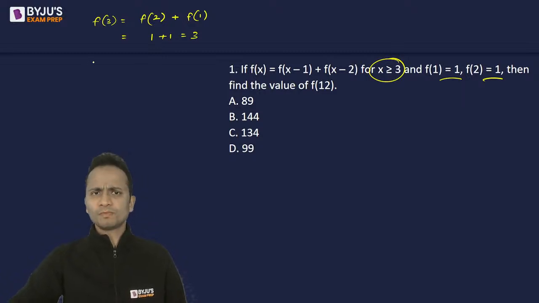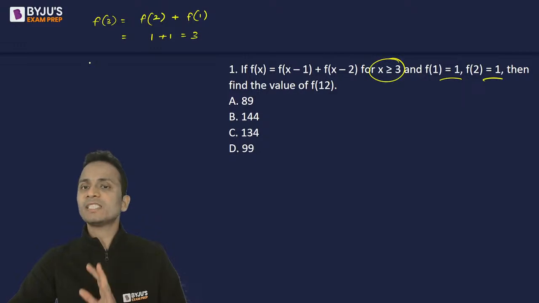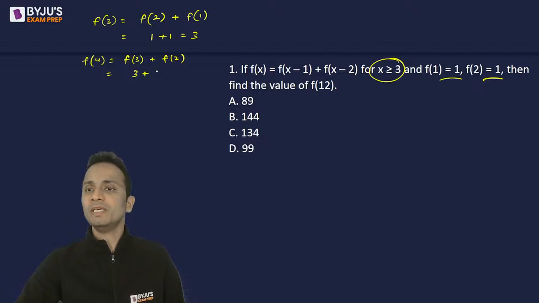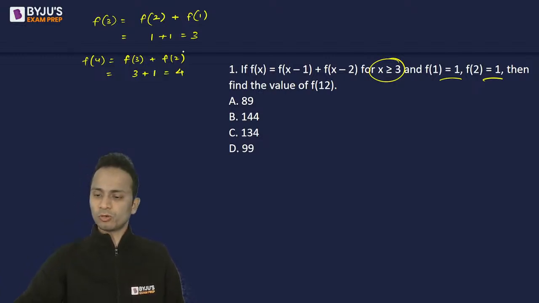Now if I substitute x equal to 4, then what will be the relation? Now f of 4 is equal to f of 3 plus f of 2, right? F of 3 we have calculated, it will be 3, and f of 2 is given in the question, it is equal to 1. So this comes out to be 4.